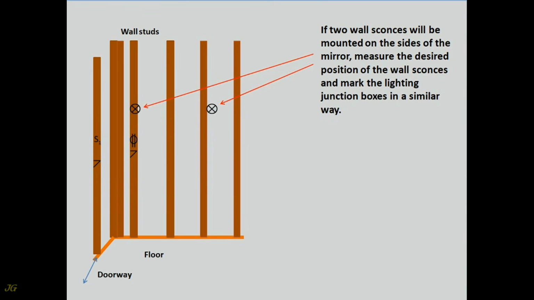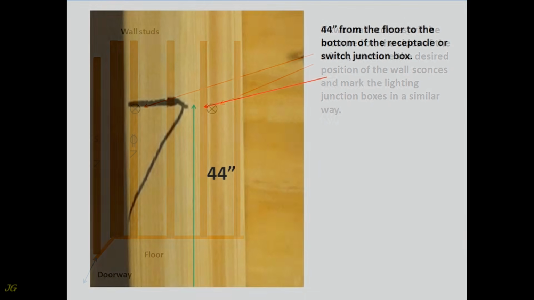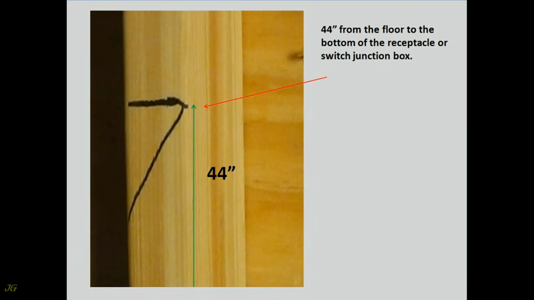If 2 wall sconces will be mounted on the sides of the mirror, measure the desired position of the wall sconces and mark the lighting junction boxes in a similar way. 44 inches from the floor to the bottom of the receptacle or switch junction box.